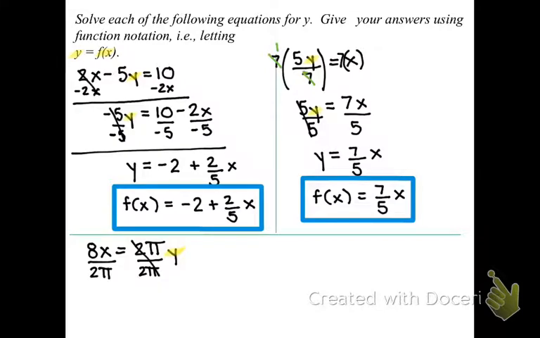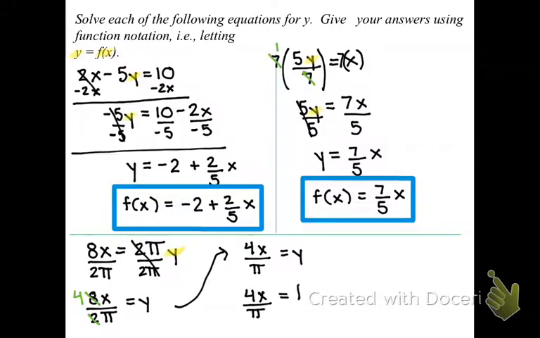And this is going to leave me with 8x over 2 pi equals y. Now, while this is not incorrect, we haven't simplified it yet. We want to make sure that 8 over 2 gets reduced to 4. So we are going to end up with 4x over pi equals y. And then in that final step, we're going to use our function notation. We have 4x over pi equals f of x. You're also welcome in that final answer to write it as f of x equals 4x over pi. Same thing.